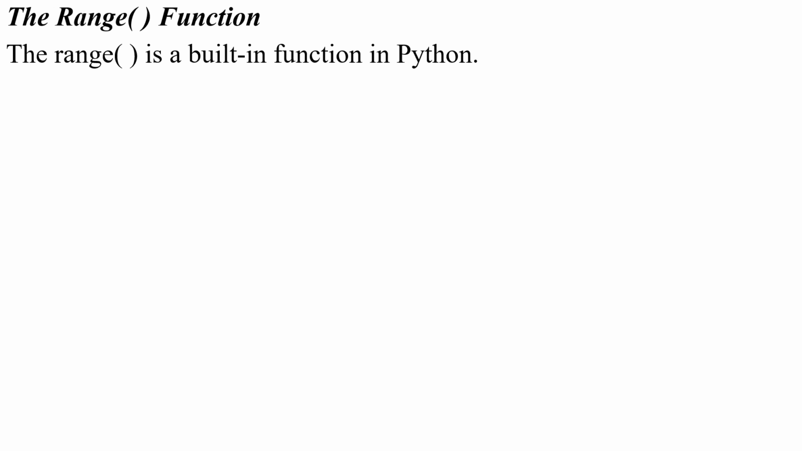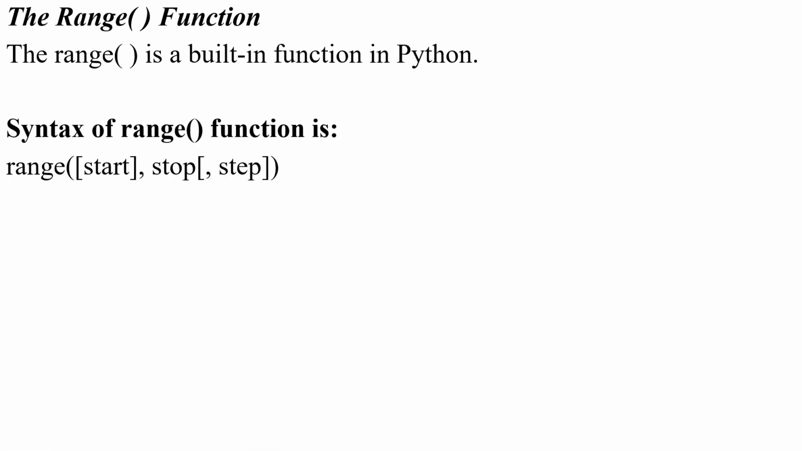Range function is a built-in function in Python programming language. The syntax of a range function is range, within the parenthesis start, comma, stop, comma, step. So here you can observe the start and step have been written inside the square brackets. That means these are optional. They can be omitted, but the stop value has to be written.